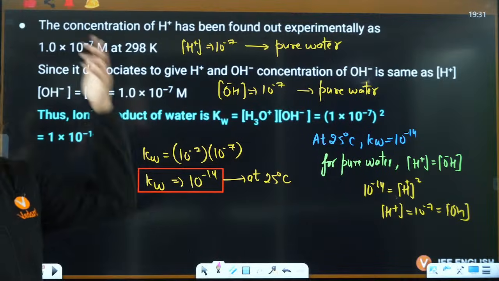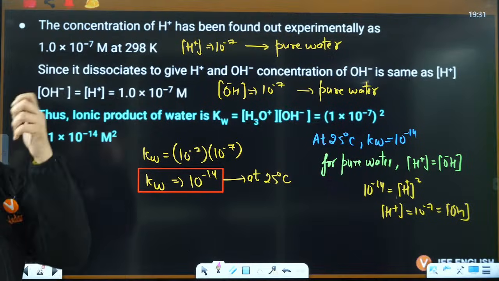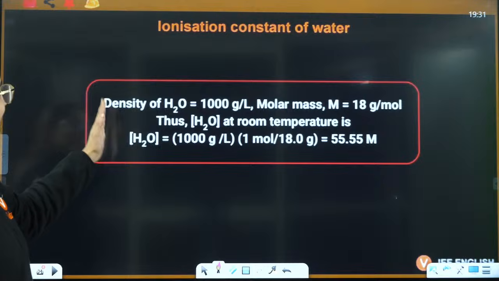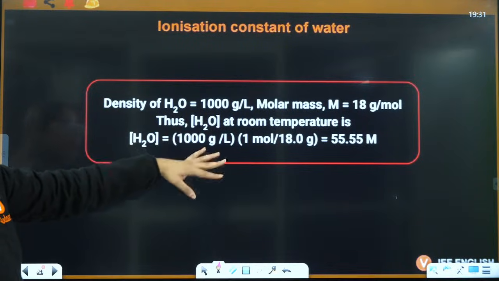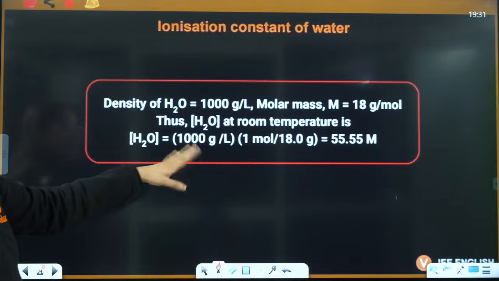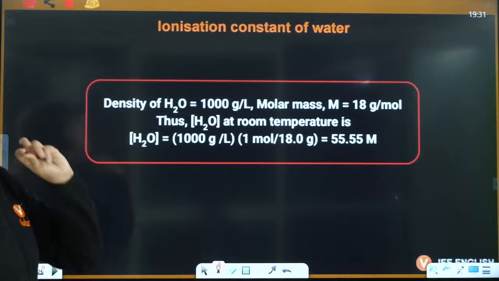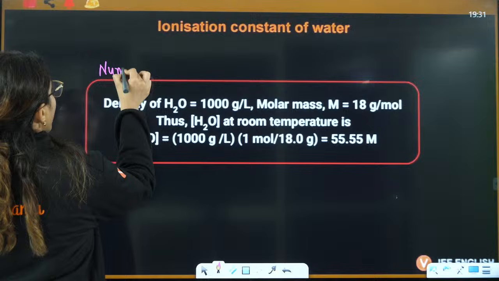Ma'am, what if it is not pure water and the temperature is 25 degrees only? Then ma'am, what will happen? Let's talk about that. Okay. So density of water is this, molar mass is this, thus H2O at room temperature has molarity 55.55 molar, that you can remember for your numericals, right? This data you can remember for numericals.